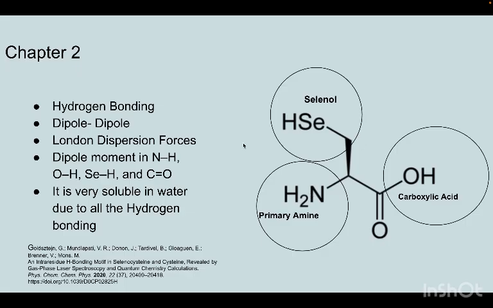Next we have the functional groups, which are seleno, primary amine, and carboxylic acid, which were mentioned earlier. It has hydrogen bonding with the HSe, NH, and OH. Dipole forces because it has lone pairs, which makes it polar. London dispersion forces, as we mentioned, and dipole moments in NH, OH, SeH, and the C double bond O. And just because it has all these hydrogen bonds, it makes it very soluble in water.